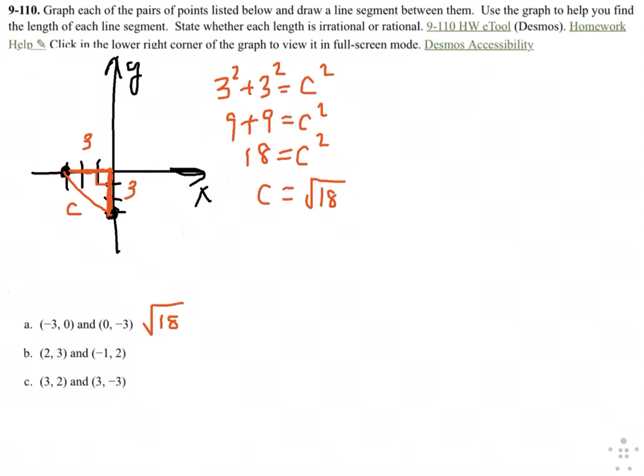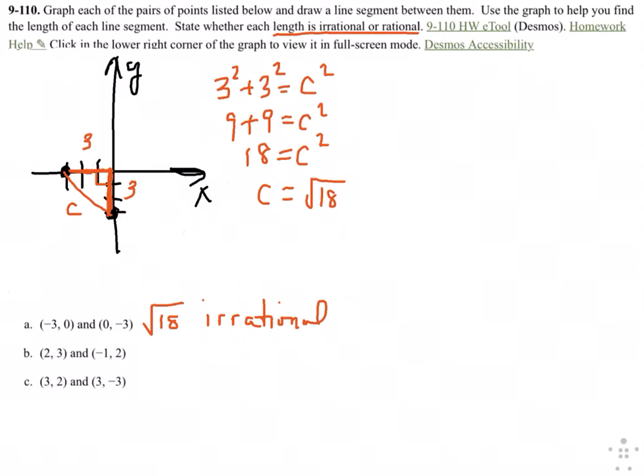And then it says, state whether the length is irrational or rational. So clearly that's irrational, right? Any radical that isn't a perfect square is irrational. Okay, so now let's do the second one, right?